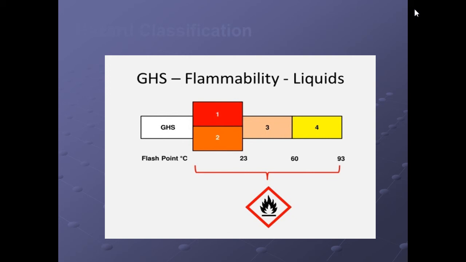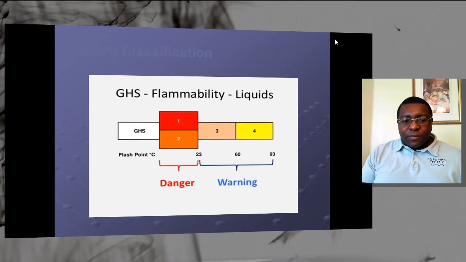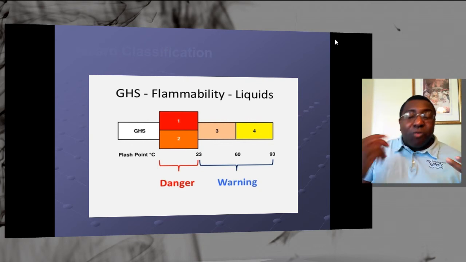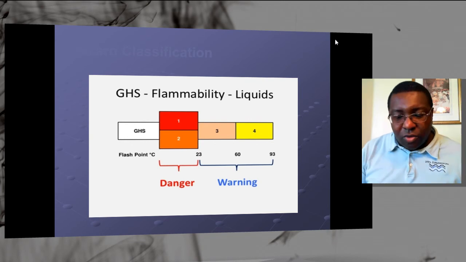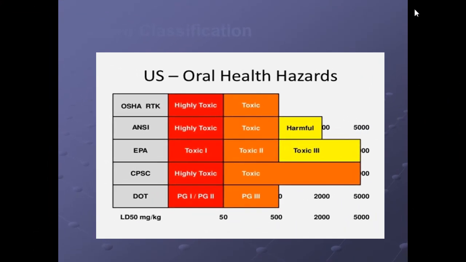It's a flame with a line underneath it. The danger is 1 and 2, and then the warning is 3 and 4. So remember danger and warning, because later on those two words are going to mean something completely different to you than they did before in the old hazard classification system. Now, danger and warning are what's called signal words, and we'll go through that a little bit later. So that is your health hazards.